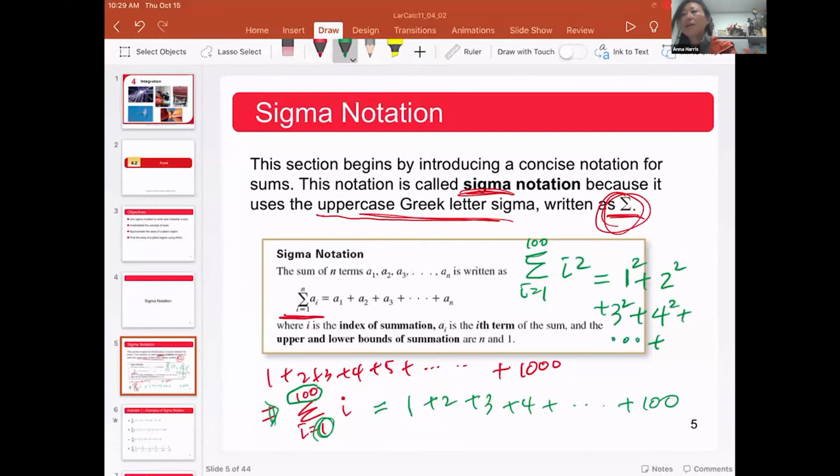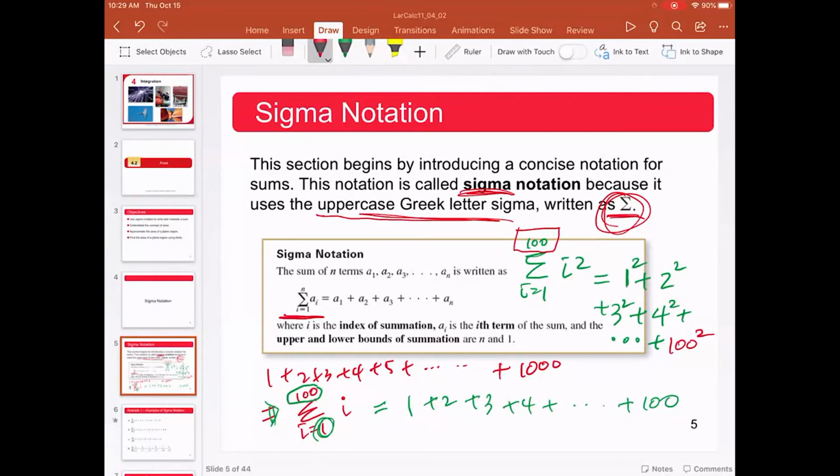When do I stop? At 100 squared. Why do I stop at 100? Because the upper limit says 100. I stop at 100 squared. That's what it means.